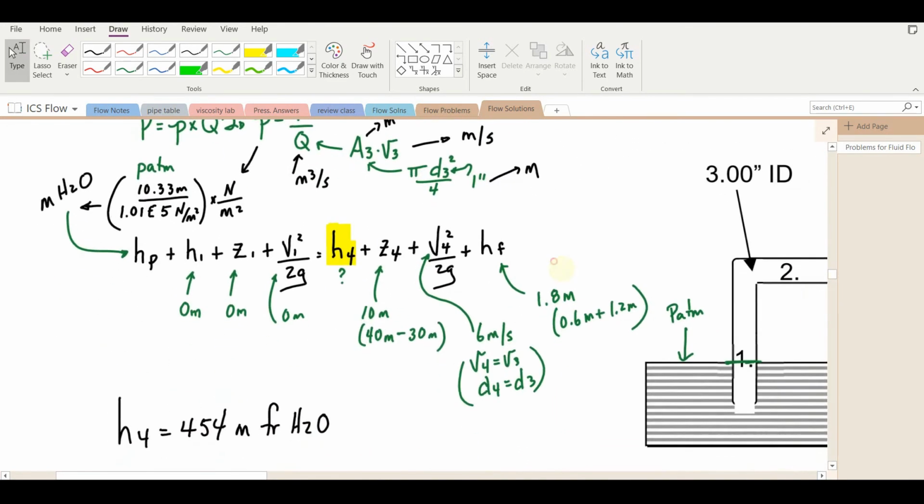Combine those all together, solve for H4, and you'll find that it's 454 meters of fresh water is the pressure at point 4 in the system. And if you were asked to convert that to PSI or kilopascals or whatever unit, or inches of mercury, you could do that from there.